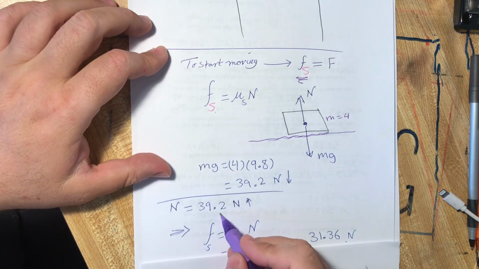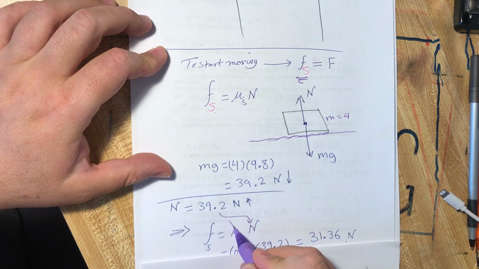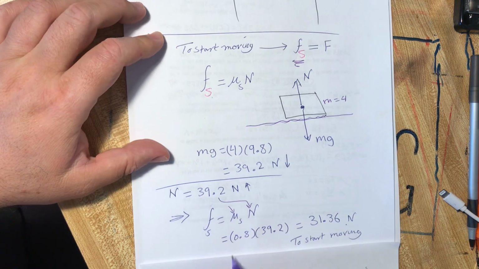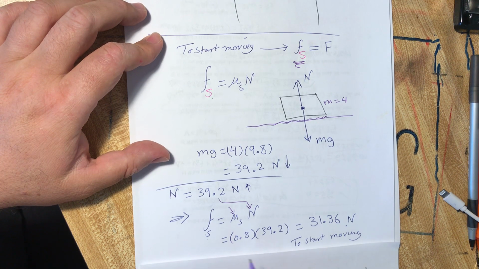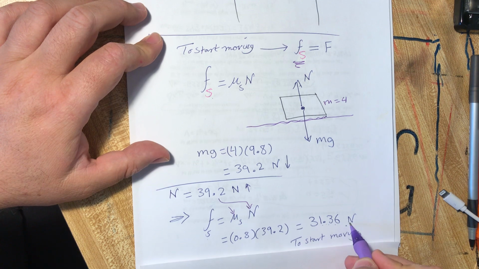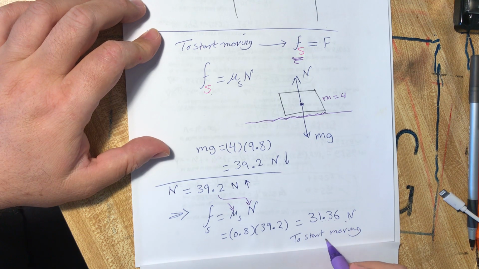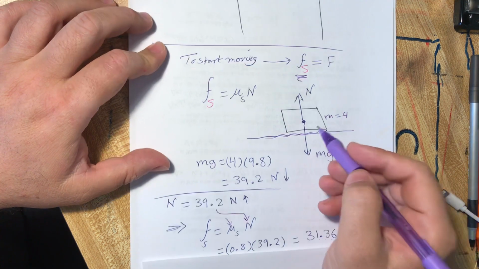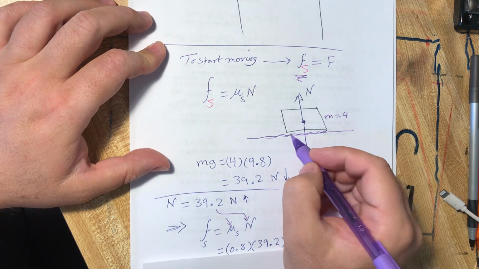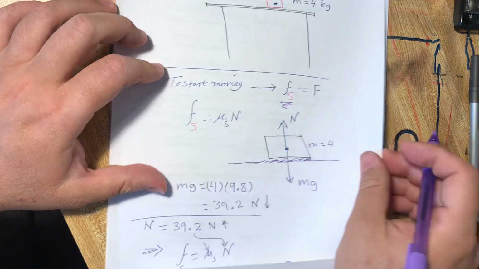Okay, we put these quantities in the equation. So the stationary friction force will be 31.36 newtons. This is the force needed to make the mass start moving, because it is stationary at first.